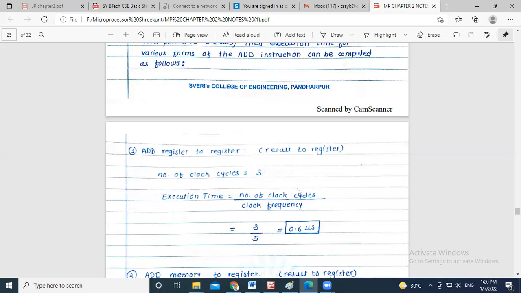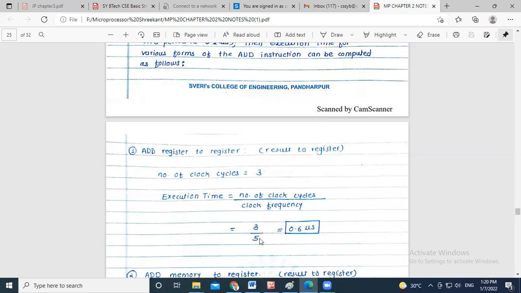That is why we consider the clock frequency by default as 5, and the number of clock cycles is given. So the definition of execution time is the number of clock cycles divided by the clock frequency. In our case, the number of clock cycles is 3 and the clock frequency is 5. So 3 by 5 is equal to 0.6 microsecond.